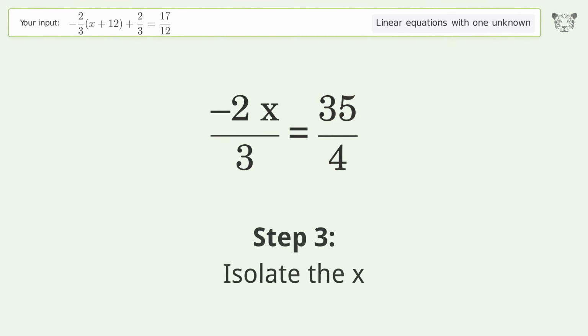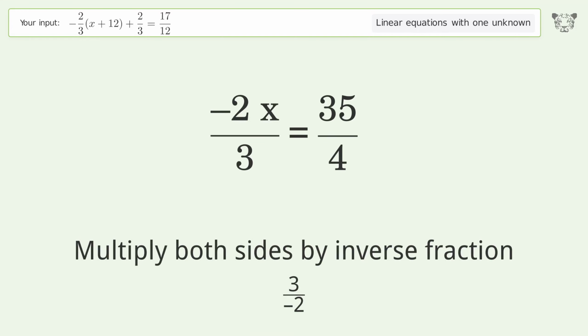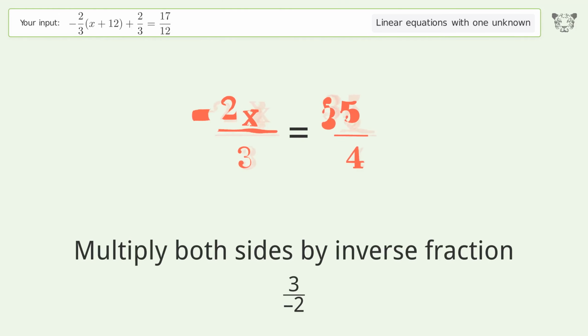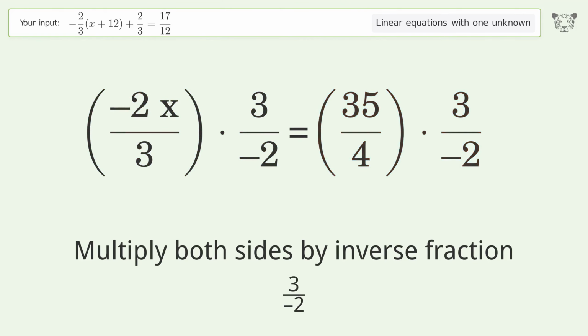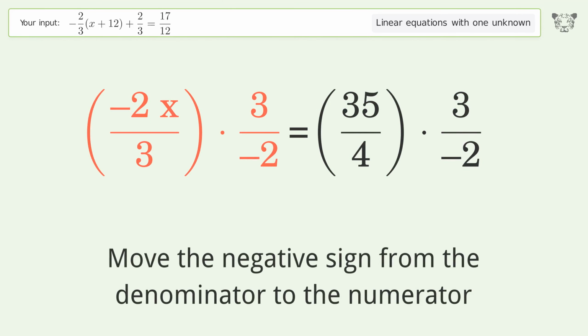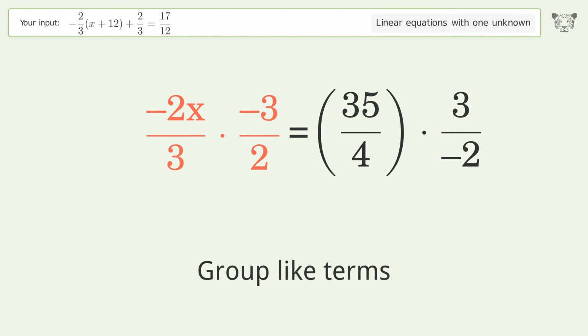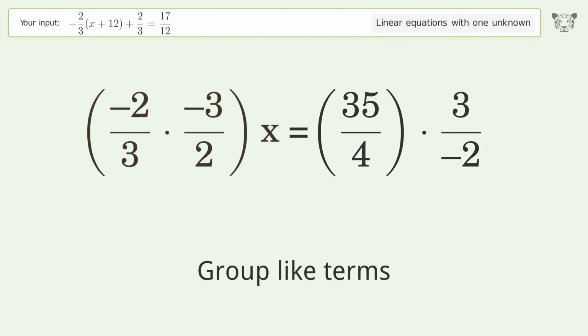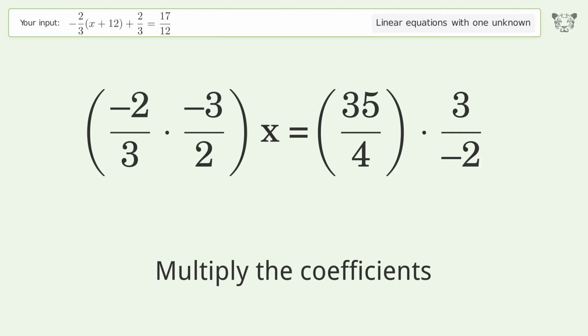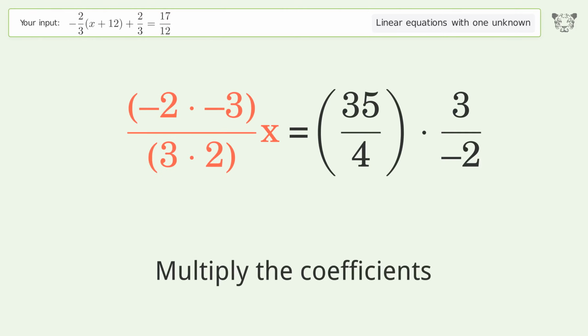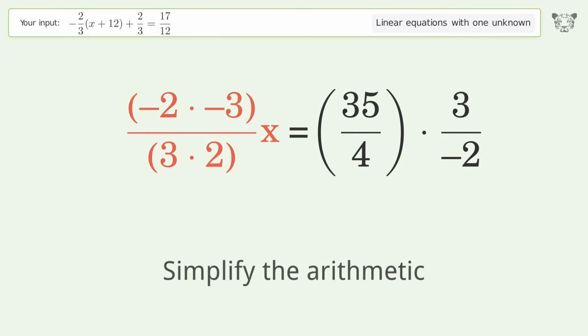Isolate the x. Multiply both sides by inverse fraction 3/2. Move the negative sign from the denominator to the numerator. Group like terms. Multiply the coefficients. Simplify the arithmetic.